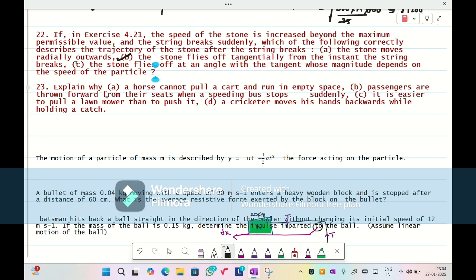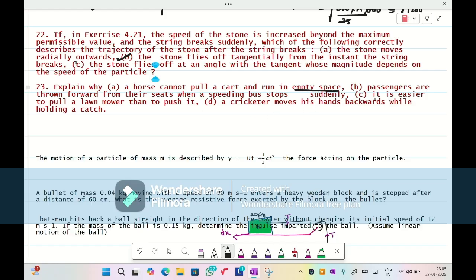Now 23. Explain why a horse cannot pull a cart and run in empty space. In empty space there is no gravity and action is not possible. Passengers are thrown forward from their seat when a speeding bus stops. A retardation will come, and our legs will come to rest because we are touching the ground, but our upper body will continue in the same direction. That is inertia of direction. It will fall forward suddenly.